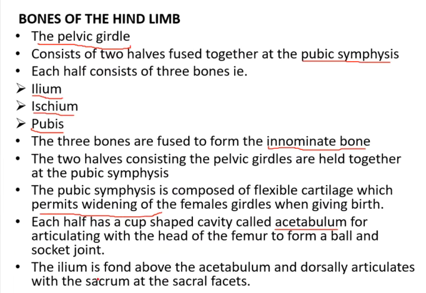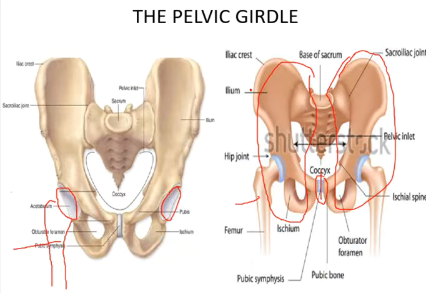Then we have the ilium, found above the acetabulum, which dorsally articulates with the sacrum at the sacral facets. Here, these are the ilium, and you can see the ilium at its base articulates with the sacral vertebrae, specifically with the sacral facets.